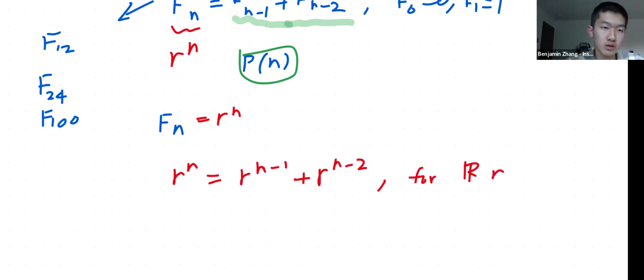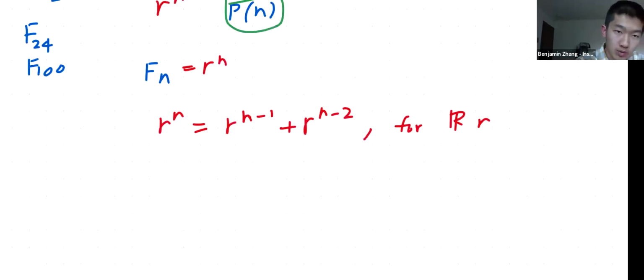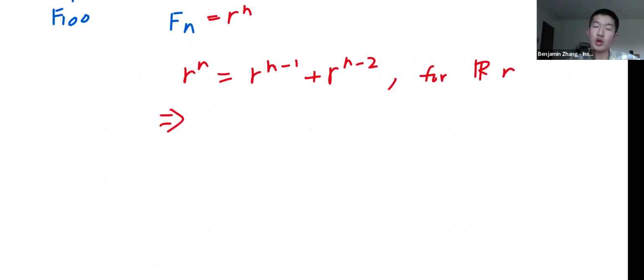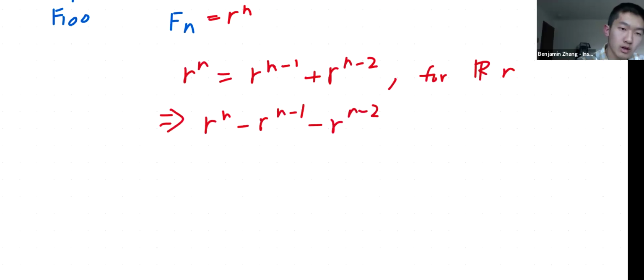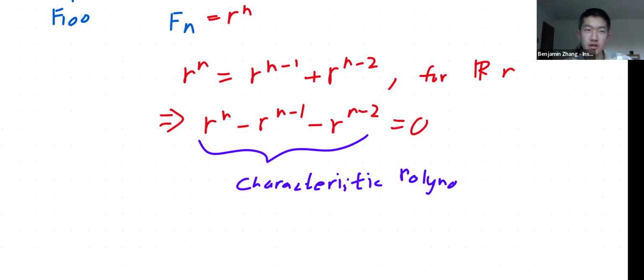Okay. So now this is where the characteristic polynomial comes in. Before, all of this was just equations. None of these are actually polynomials, and here's where we get the polynomial. When we subtract the rest of the terms from both sides, we get r to the n minus r to the n minus 1 plus r to the n minus 2 is equal to 0. And this over here is what we call the characteristic polynomial of a linear recurrence.